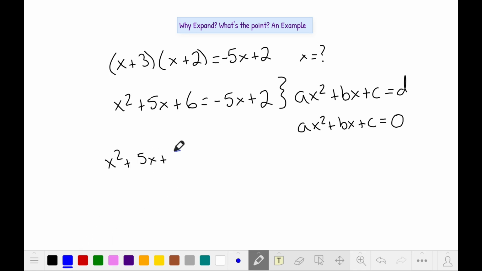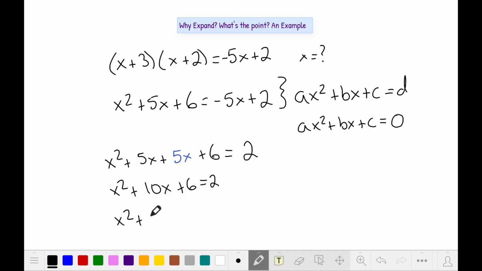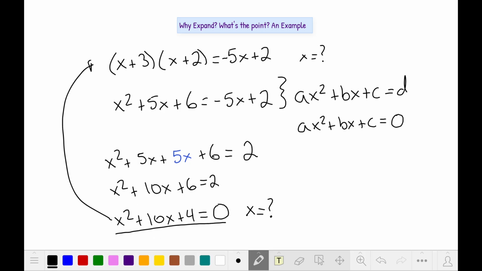plus 5x plus 6 is going to equal 2. We're going to combine the terms. x squared plus 10x plus 6 equals 2. And now we're going to move the 2 over to the other side. And we're going to have x squared plus 10x plus 4 is equal to 0. Now, we still can't solve at this step right here, but this looks a lot nicer than this top term up here.